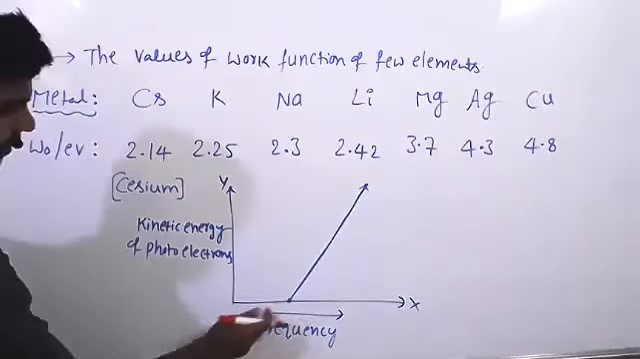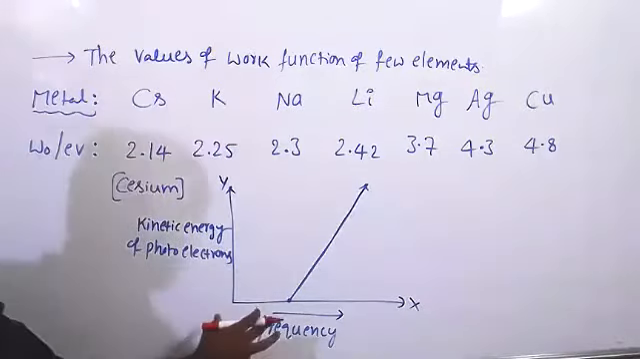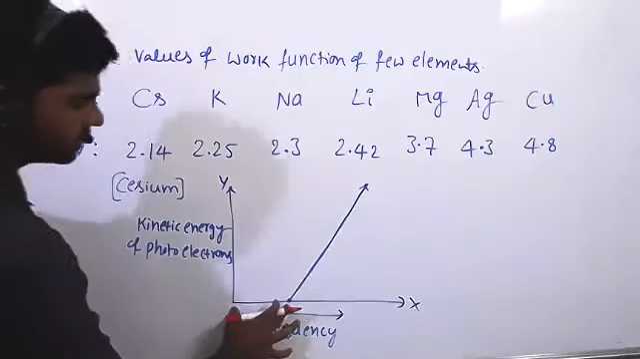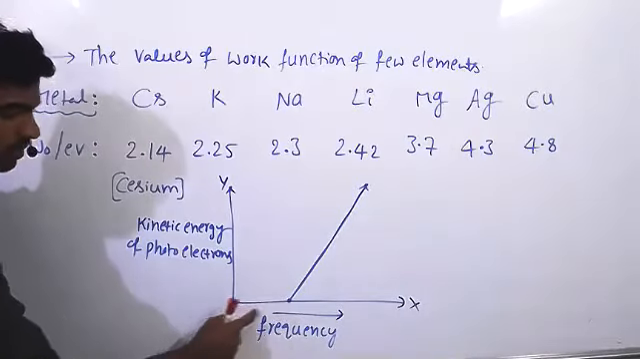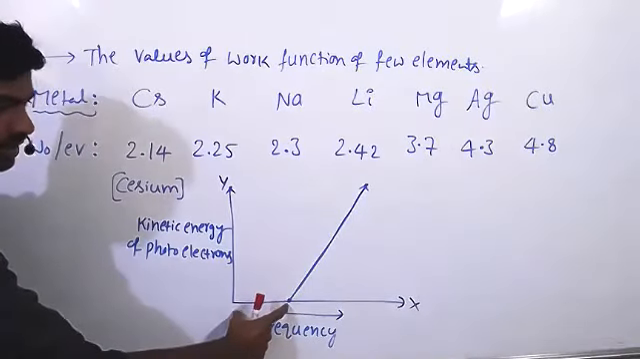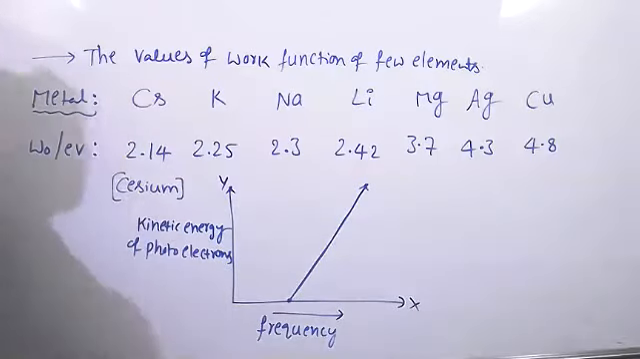So from here to this value represents threshold energy or work function. A minimum amount of energy is required to remove an electron. That value is shown here, or you can call it the threshold frequency. Further extra frequency is useful to increase the kinetic energy of the photoelectron.